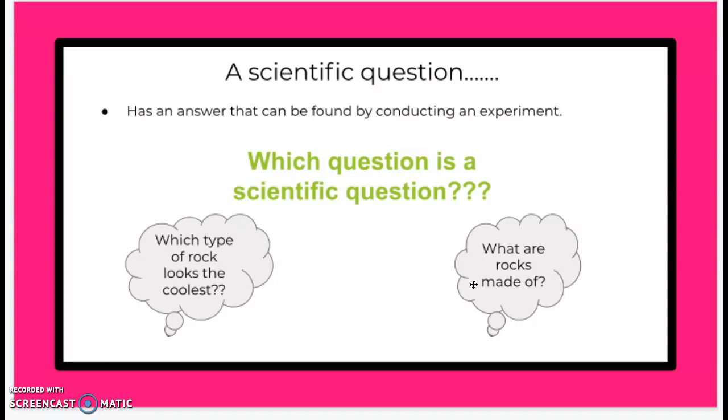Here are 2 questions. Which one is the scientific question? Which one can we answer by conducting an experiment? Is it the first one, which type of rock looks the coolest? Or is it, what are rocks made of?